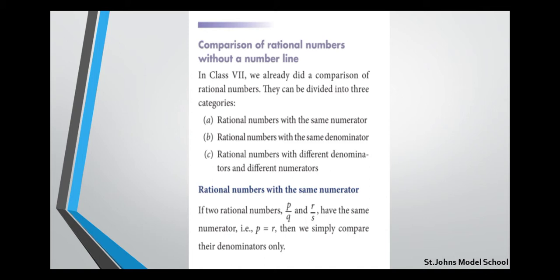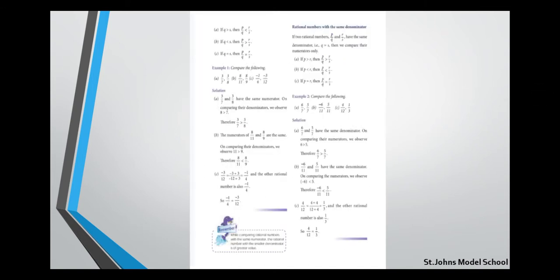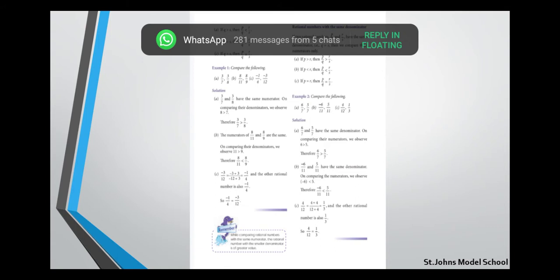The first case is rational numbers with the same numerator. When two rational numbers p by q and r by s have p equal to r, to compare them we have to compare the denominators only. The process has been shown here with an example.